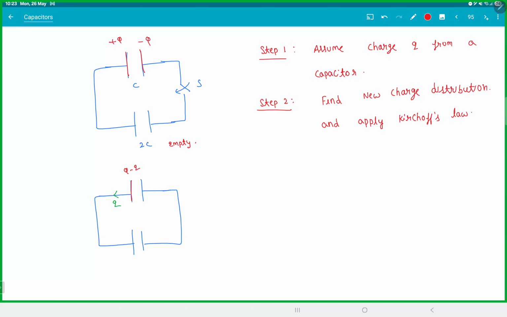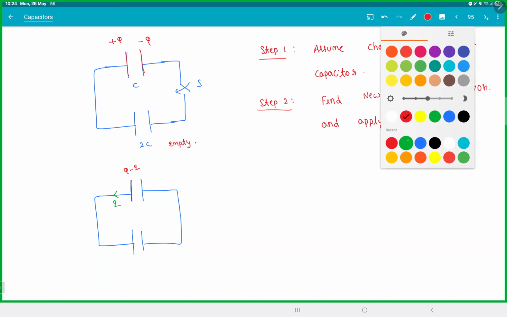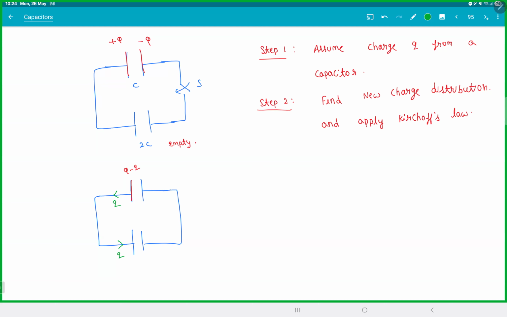Getting it? I'm marking the plates in red. These are the positive plates. The other plate is automatically negative. So if this Q charge is flowing and coming here, then this plate will become plus Q. Automatically, the other plate is negative. This Q charge will continue to flow, will reach the other plate. Is the distribution clear, everyone? So that Q has to go and come back again, just like a battery.